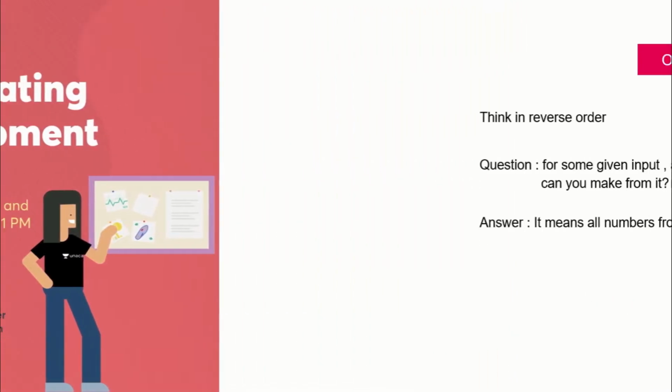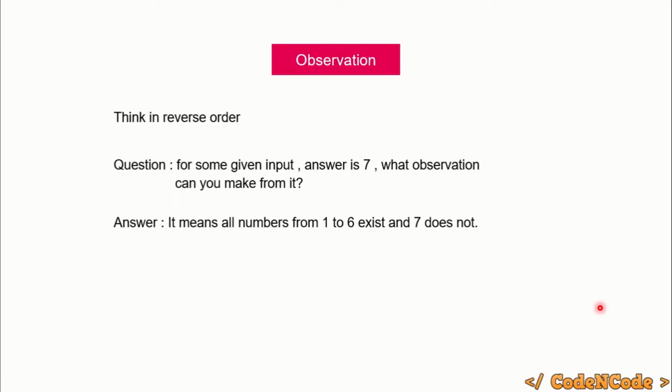Now let's head back to our lecture. So the answer to the observation that I asked you is clearly that it means all the numbers from 1 to 6 already exist in the input, right?